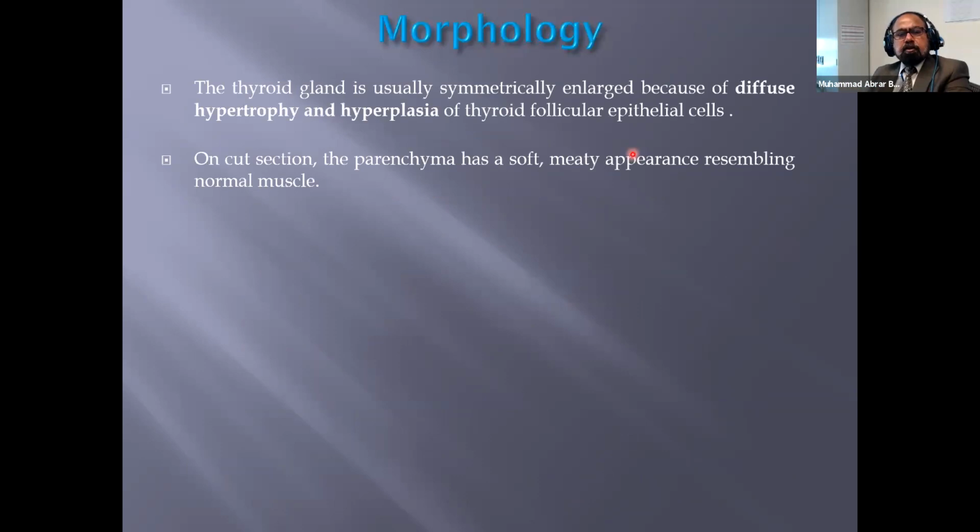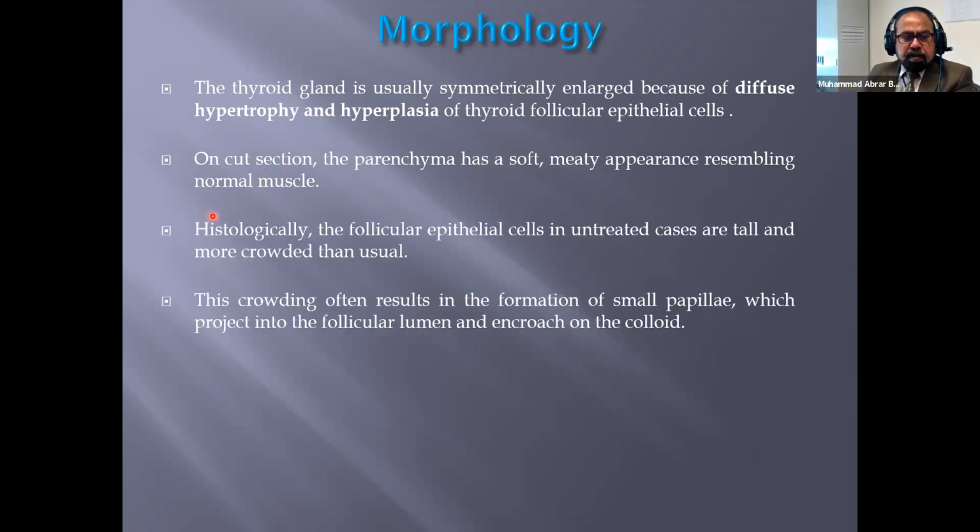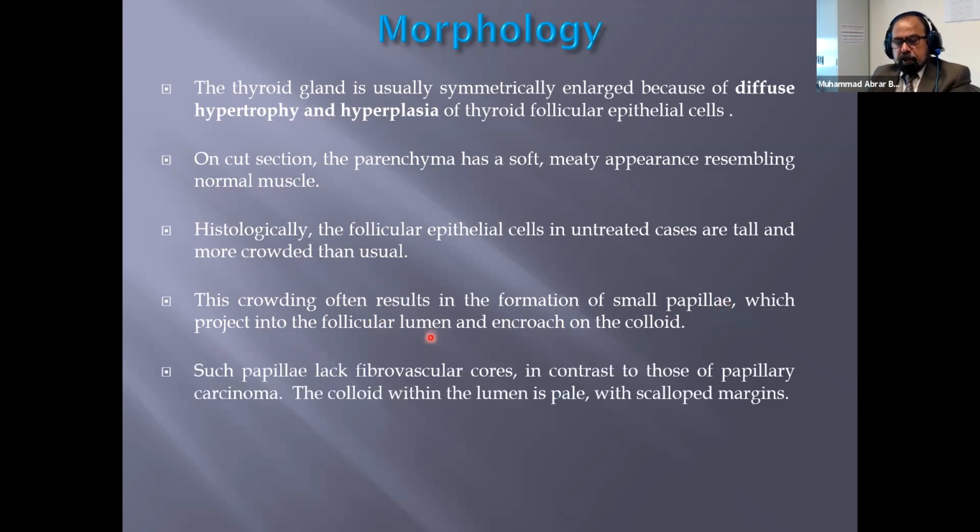Okay, so the thyroid gland is usually symmetrically enlarged because of diffuse hypertrophy and hyperplasia of the thyroid follicles. On cut section, the parenchyma has a soft, meaty appearance resembling normal meat. If you remember, we have seen the thyroid gland which is glistening and brown in color. Here it looks meaty. Microscopically, the follicular epithelium in untreated cases is tall, columnar and crowded. The crowding often results in formation of papillae, which project into the lumen, encroaching into the colloid.